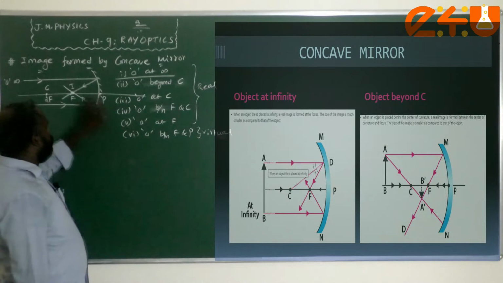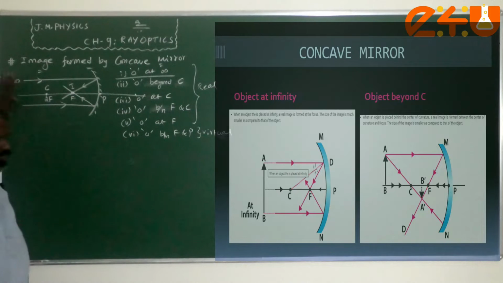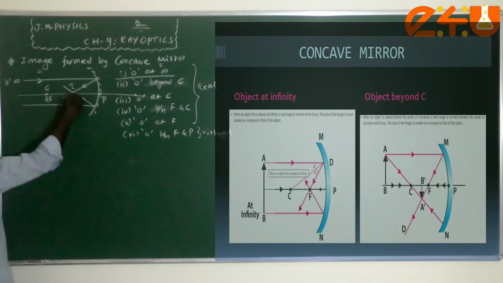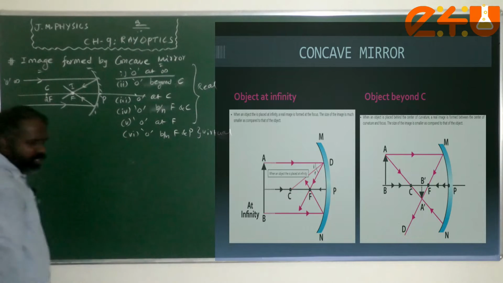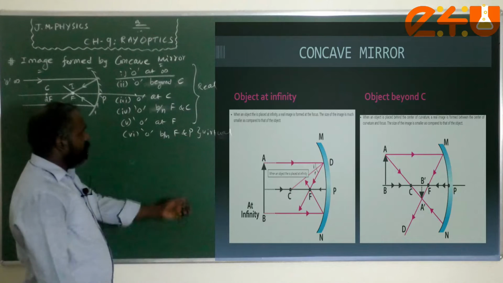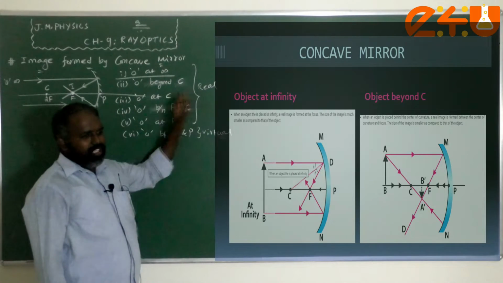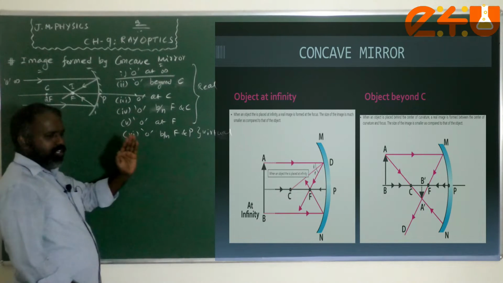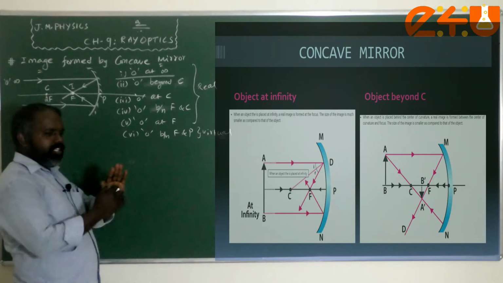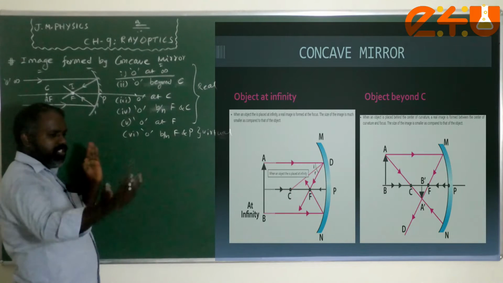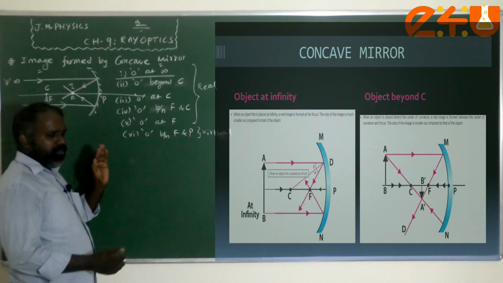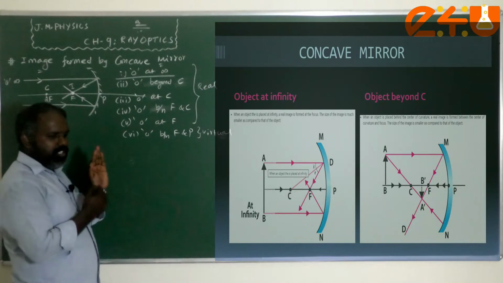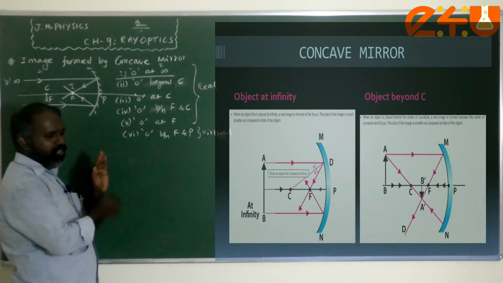But the property is this: since the object is very far, the image will be highly diminished. Since it is a real image, that image can be obtained on a screen. For example, you can focus the sun on the concave mirror, or any distant object in your laboratory, like a distant tree or a building, and that can be focused on the screen to find the approximate focal length of the concave mirror.